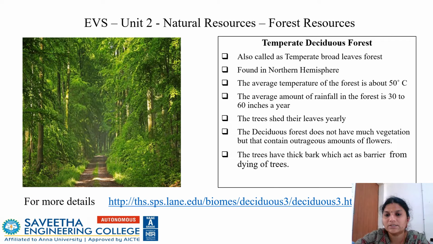The next type is temperate deciduous forest. It is also called temperate broadleaf forest. It is found in the northern hemisphere. The average temperature of this forest is about 50 degrees Celsius. The trees shed their leaves yearly. The trees have thick bark which acts as a barrier against the dying of trees.